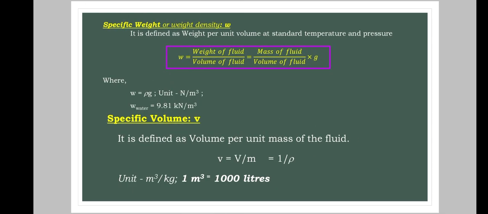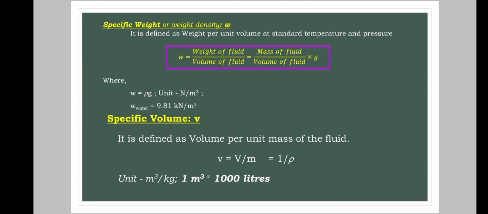The next thing is specific weight or weight density. It is also defined as weight per unit volume at standard temperature and pressure. So the weight of the fluid is divided by the volume of the fluid, which gives the value of the specific weight. The formula will be w equal to rho into g, and the unit will be Newton per meter cube. So the weight density of water will be 9.81 kilonewton per meter cube.